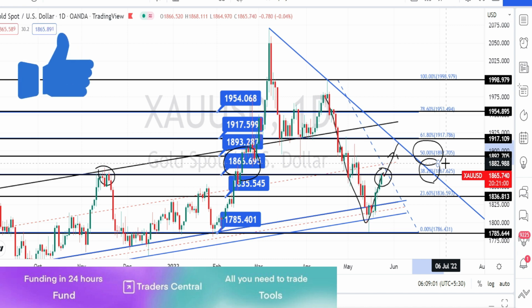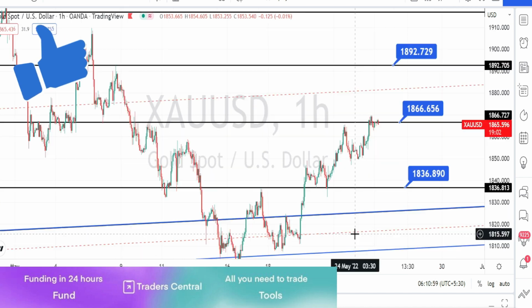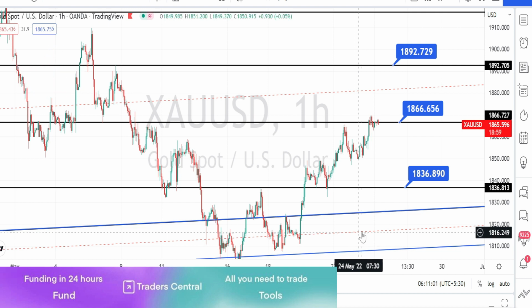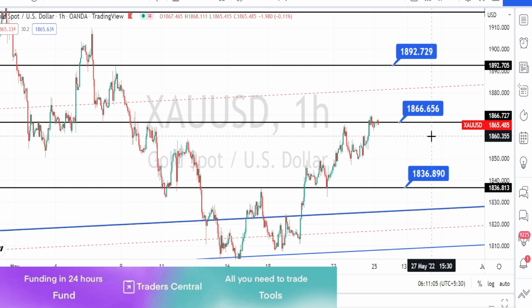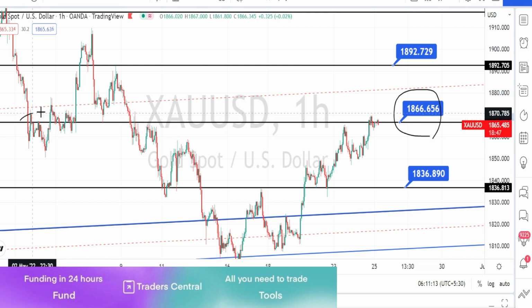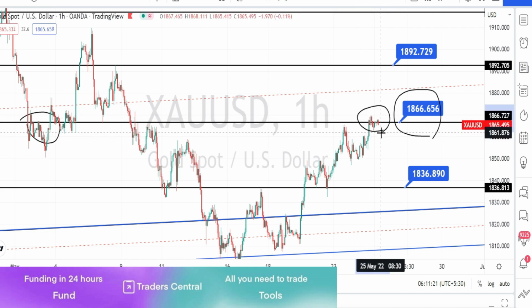Let us do the analysis in hourly time frame. I'm in hourly time frame now. When we look at the price action in hourly time frame, currently it is trading around the resistance level of 1866 from the daily time frame. Previously we have noticed this level to be acting as a very strong support level. Currently this level is acting as a resistance level.